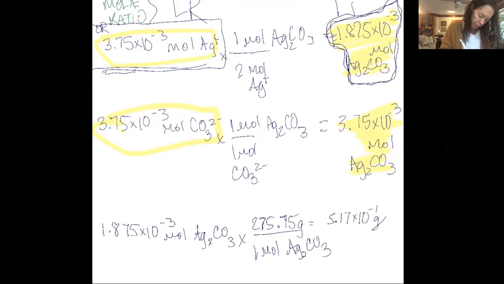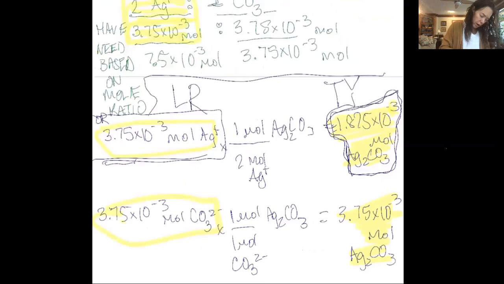And make sure you label that as grams of silver carbonate. Okay, a little bit messy down there. Now, stoichiometry problems can be long. These are the first really long problems you had in chemistry, I think. So we're not done with this one yet.